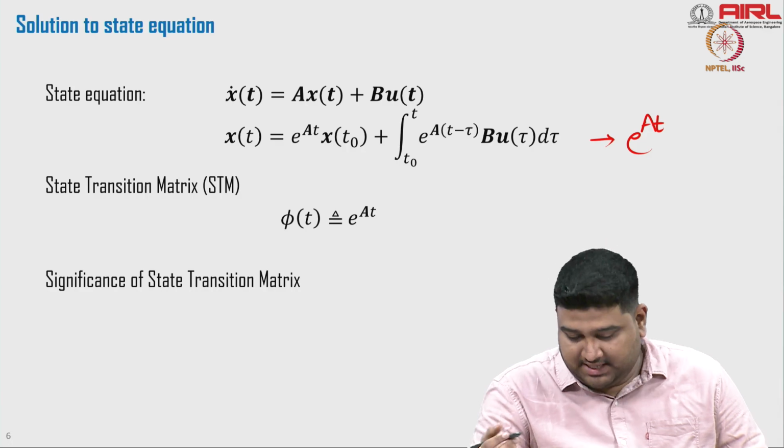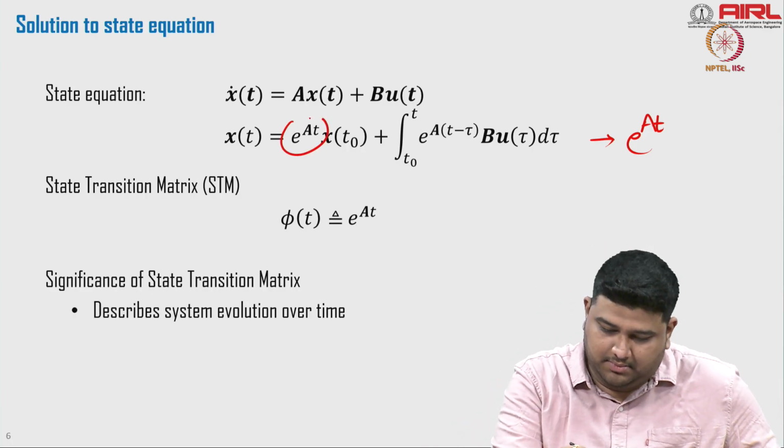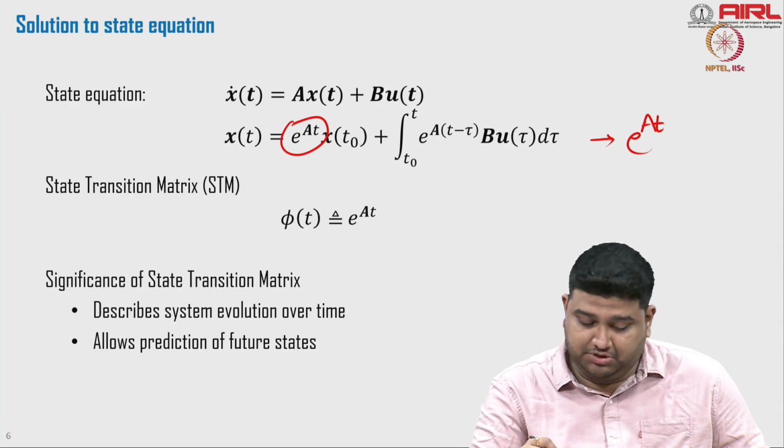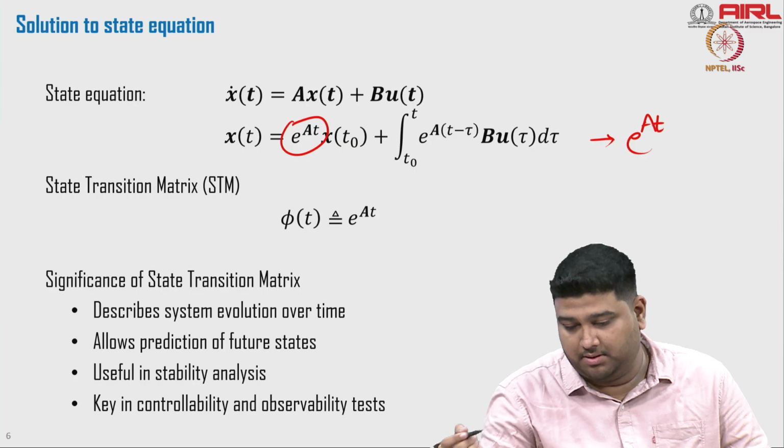The state transition matrix has some importance. It describes how the system is going to evolve over time, and it allows the prediction of future states. It is also useful in stability analysis, and it is key in controllability and observability tests.